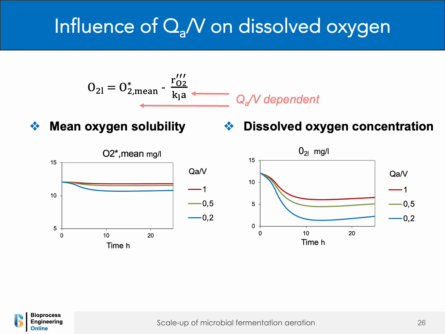The combined effect is a lower dissolved oxygen concentration during the course of the fermentation, thereby increasing the risk of oxygen limitation. The decrease in dissolved oxygen is relatively modest when QA over V is reduced from 1 to 0.5 VVM, but becomes much more pronounced when the airflow rate is further lowered to 0.2 VVM.